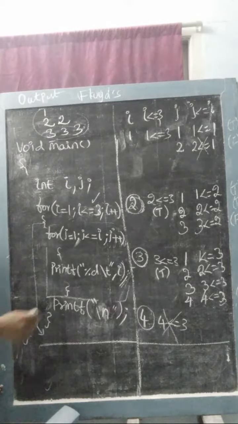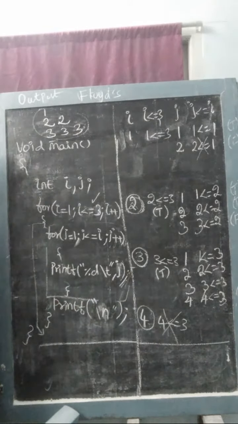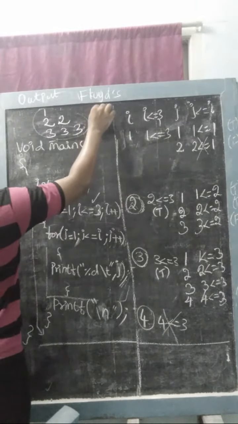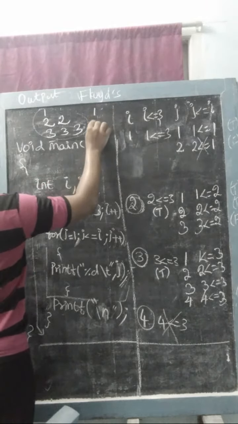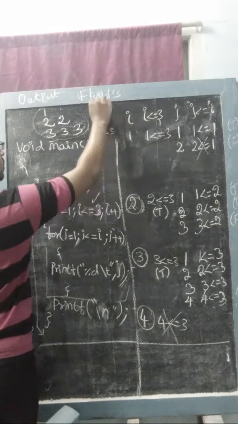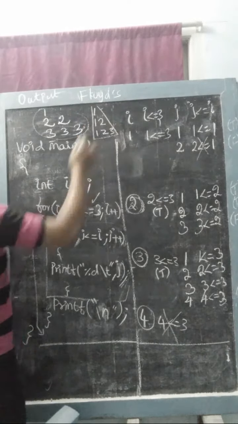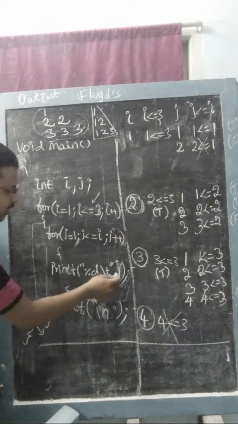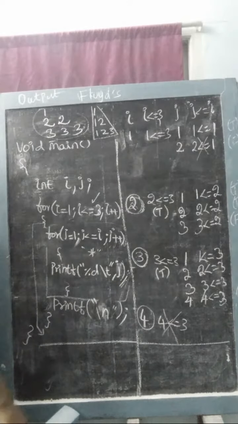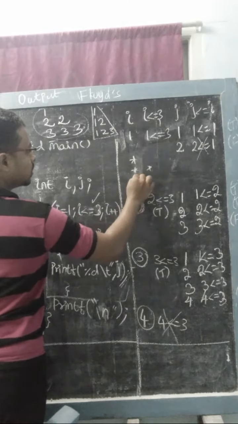Instead of i, if we are using j, the output will be 1, 1, 2, 1, 2, 3. It will become like that. You got it? Instead of i and j, if you are using a star, it will become like that: star, 2 stars, and then 3 stars.